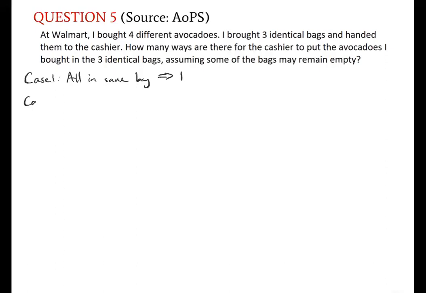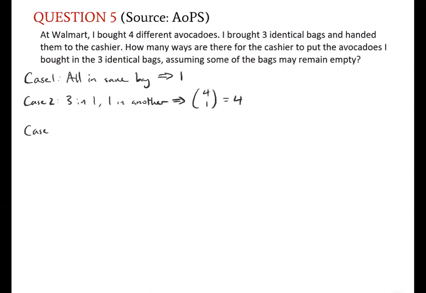And then case 2 is when you have 3 in one bag and then 1 in another. So to do this, you just have to find which bag is empty, because no matter what bags the avocados are in, it doesn't really matter since all the bags are the same. So to find which one is going to be empty, you can do combinations. 4 choose 1, and that's equal to 4.